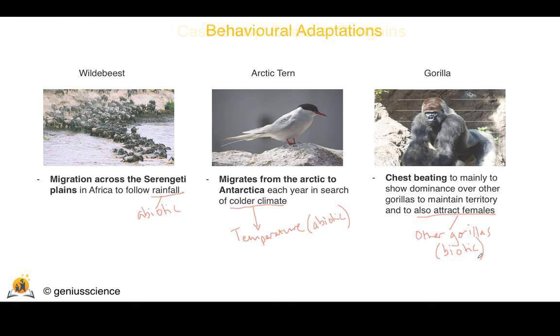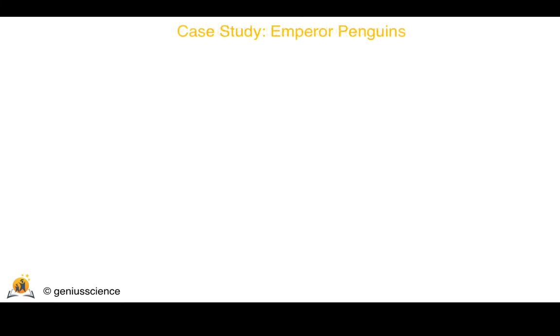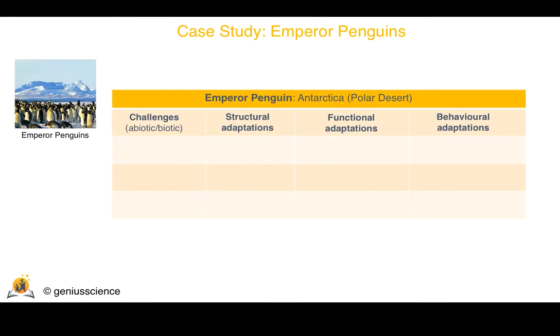We have now looked at some structural, functional and behavioural adaptations of individual organisms. However, we will now look at examples of all three types of adaptation in one organism, the emperor penguin. I will also identify the environmental factors or challenges that these adaptations are a response to. An abiotic challenge that the emperor penguin faces in its habitat is the ice and snow.